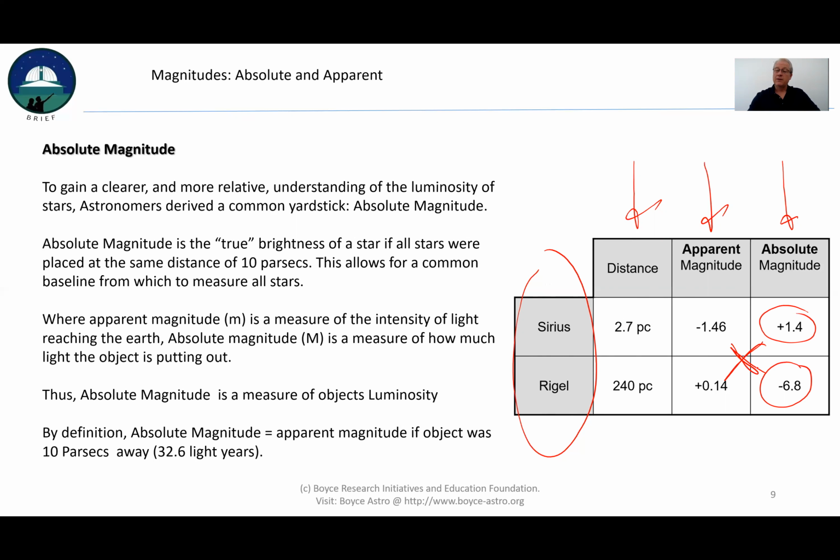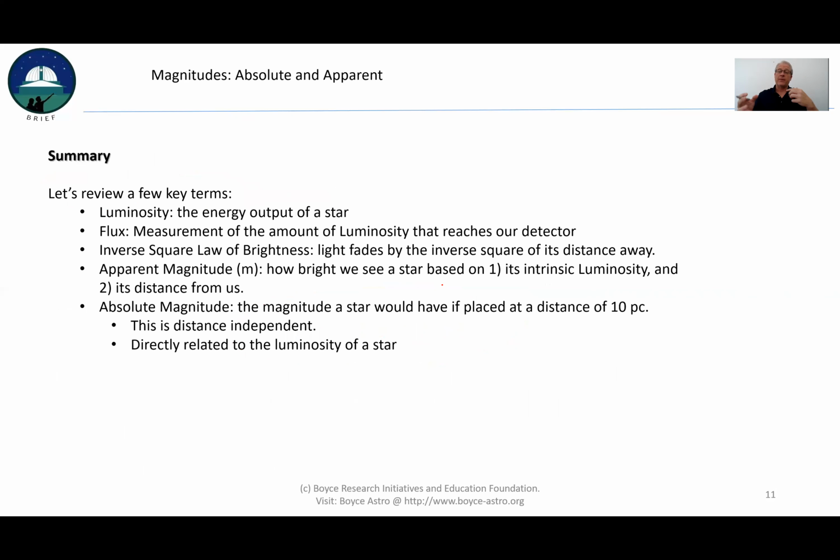So in summary, we've thrown a lot at you today. I want to talk about a couple of terms. Remember, luminosity is the output of the star at its source. This is where it is and where it's fusing and the energy that's coming off of it. The flux is what we see when it reaches our detector. So the difference is the power output there versus what I see here. The inverse square law of brightness discusses this difference. Basically, the further away something is, the fainter it becomes.